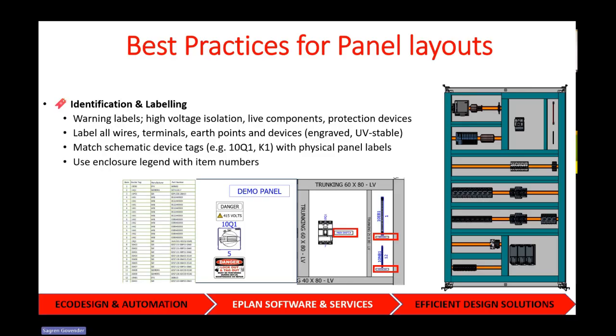It's best to add an enclosure legend to your panel layout so you can match your devices. So, for example, you might have legend number 5, and that's a main isolator, and the part number from the manufacturer is on the legend.